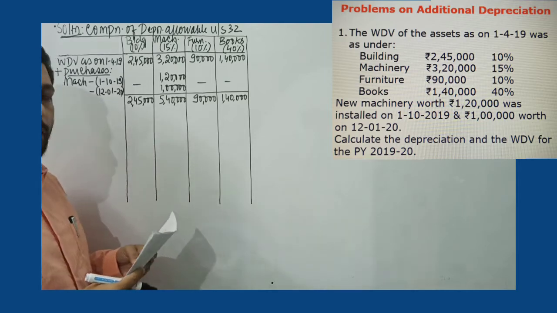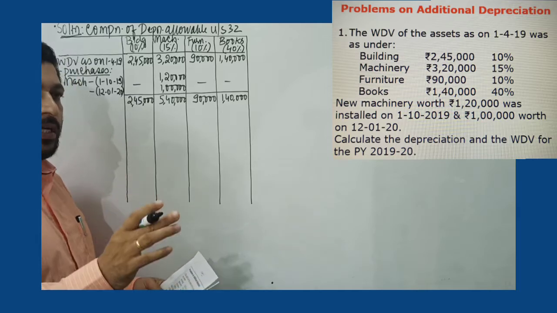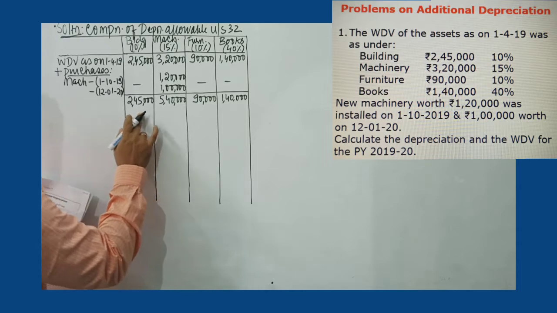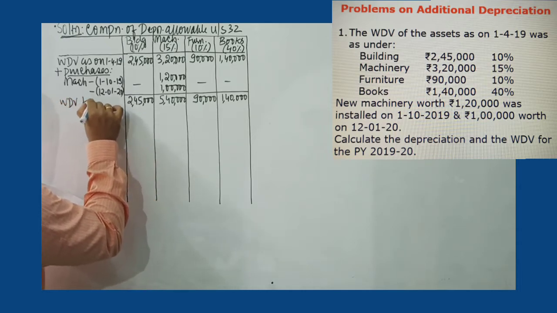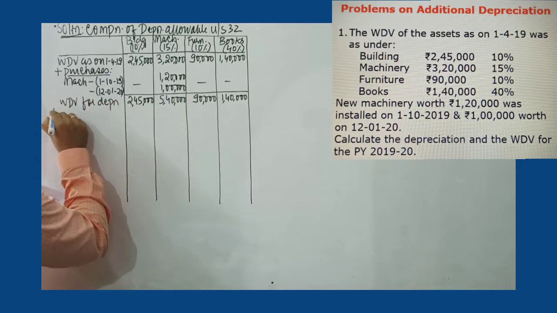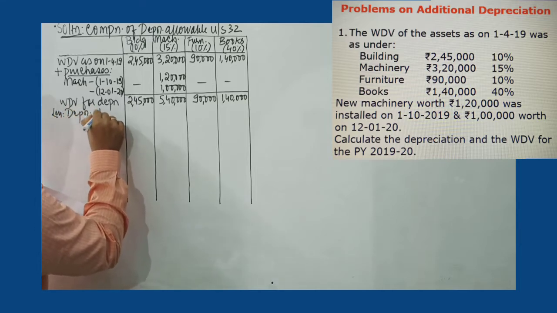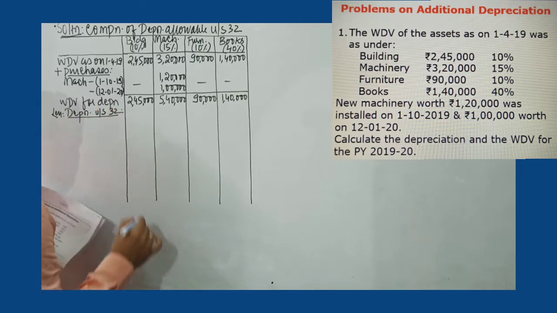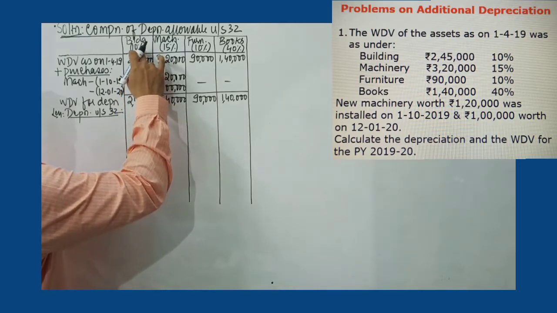Now nowhere in the problem there is mention of sale proceeds. If sale proceeds would have been given, such sale value would have been deducted from the block. So since there is no sale proceeds, these amounts itself are WDV for depreciation. Meaning to say on these values depreciation will be calculated. So I record over here depreciation under section 32. That is section 32 of the Income Tax Act.